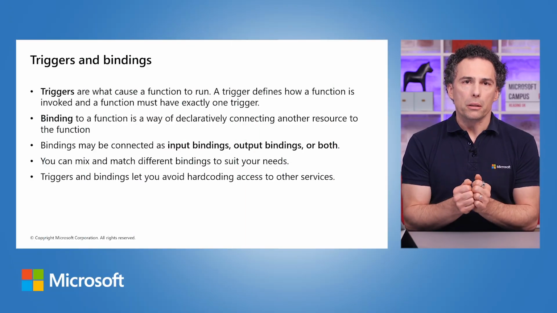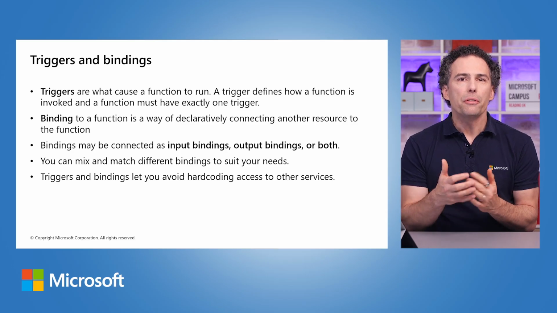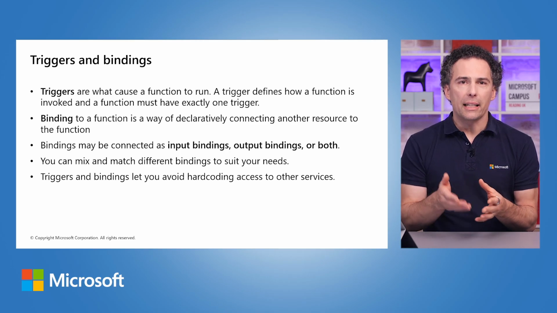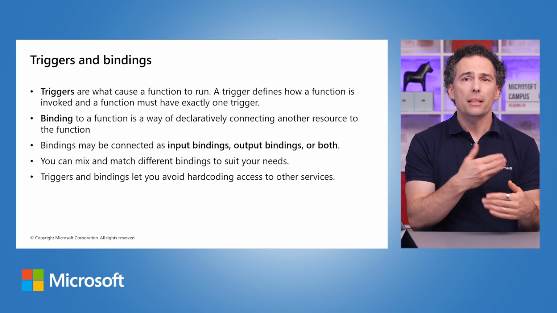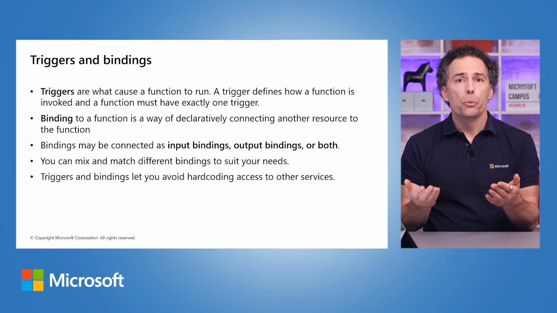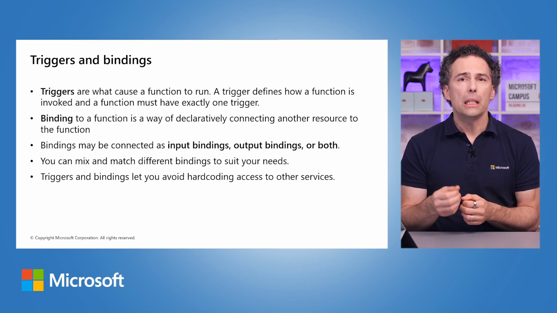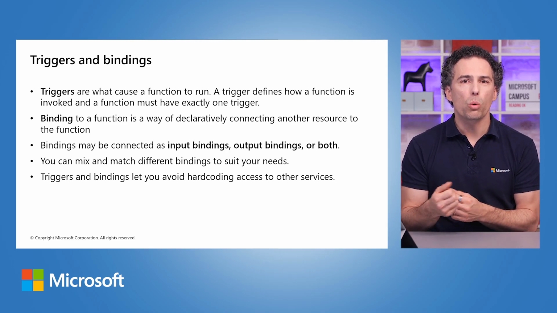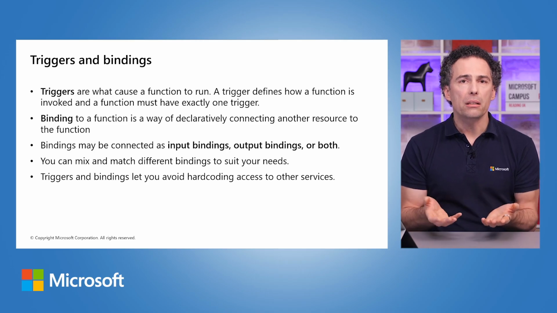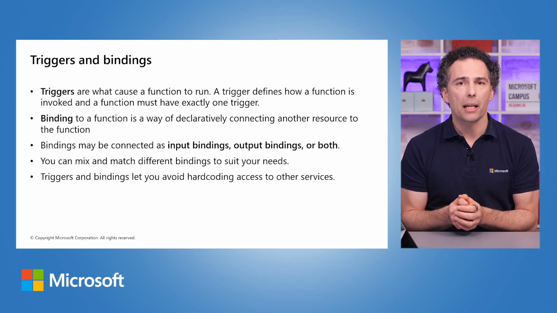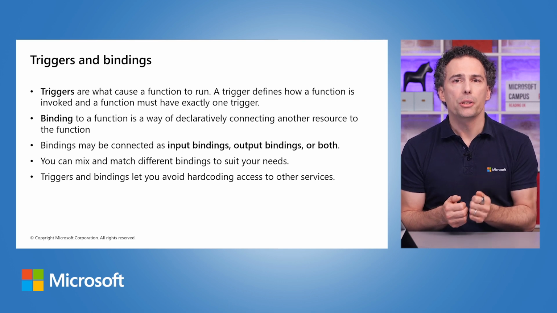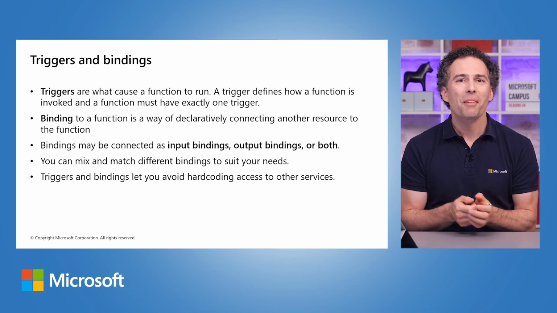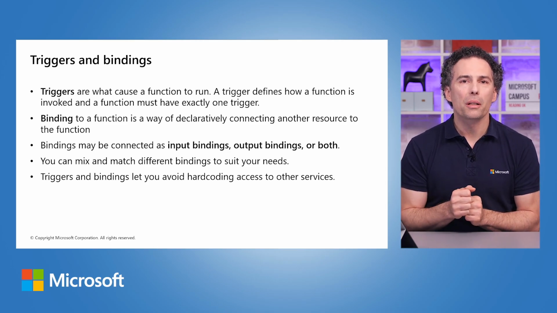The beauty of triggers and bindings is that they let you avoid hard coding access to other services. Your function receives data from input bindings, processes it, and then outputs data through output bindings, all without needing to understand how the data is stored or how the connected services work. This makes your code cleaner, more flexible, and easier to maintain. It's one of the key advantages of using Azure Functions in your applications. Sounds too good to be true? I will show you this next, and then you will decide for yourself.